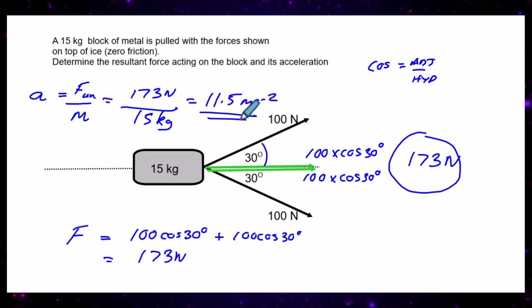So the key to doing this type of problem is you have to find the component of the force vector in this direction. That'll be this one here, and the one down here as well. It's exactly the same, so it's the same angle and same size. And we just do the same thing again, 100 times cos 30, 100 times cos 30, add them up and we get the resultant force. And then we know how to work out the unbalanced force because there's no backward force acting on it. So it's going to be just simply 173 newtons and the mass is 15 kilograms, which gives us the acceleration.